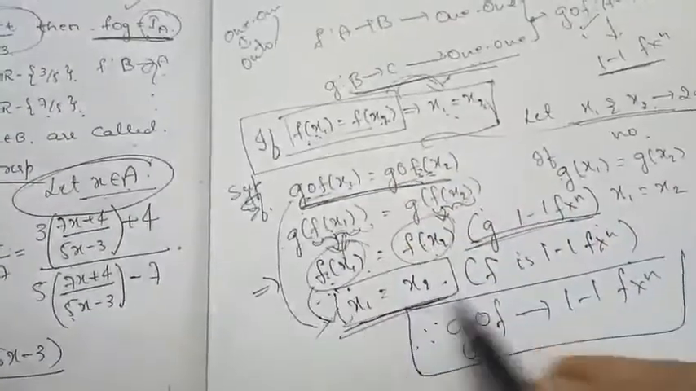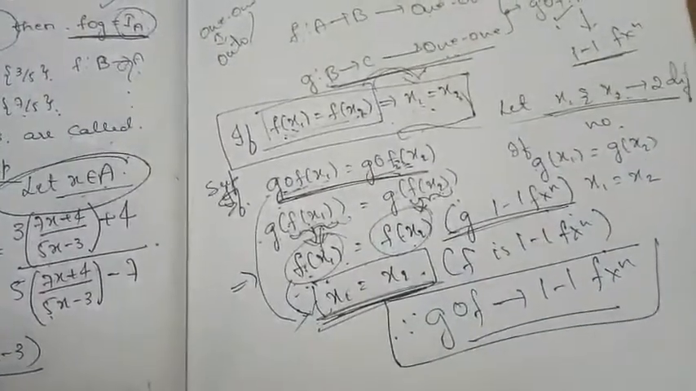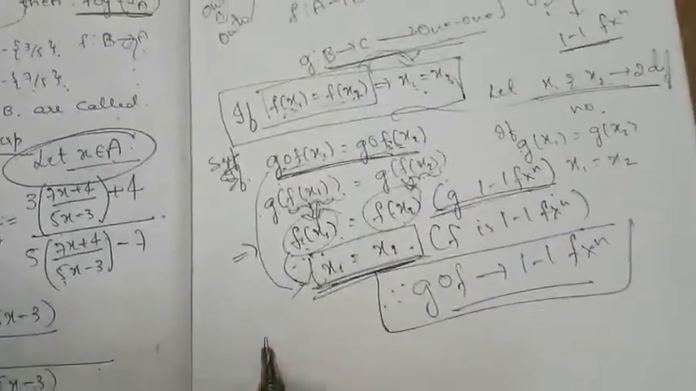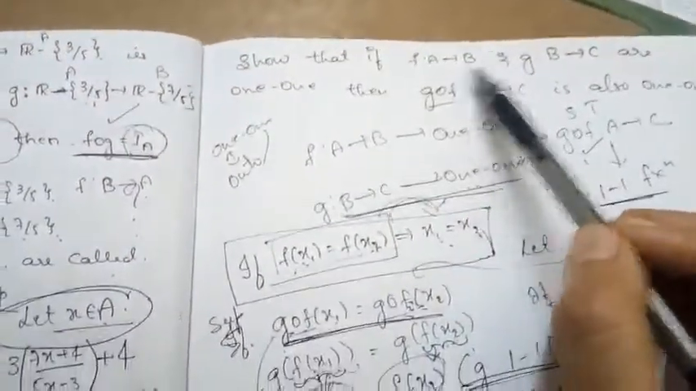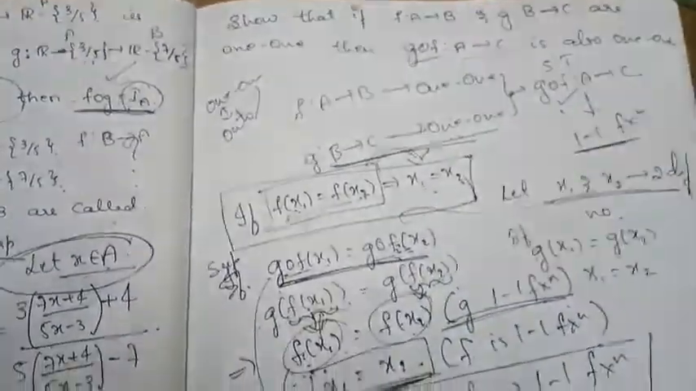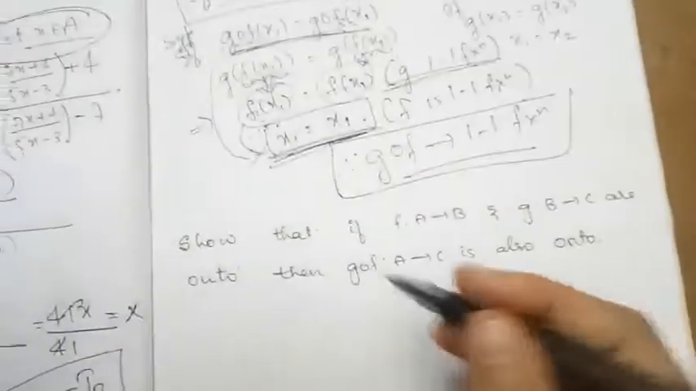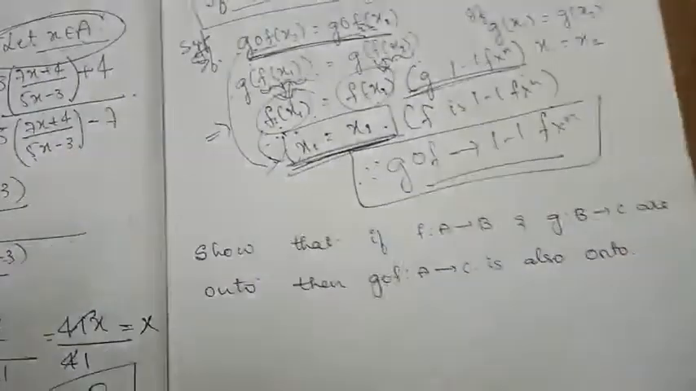So that implies that the two are not different, they are one and the same. Therefore the function is a 1-1 function. So this is how we have proved that when two functions are 1-1 functions, then the composition is also a 1-1 function.